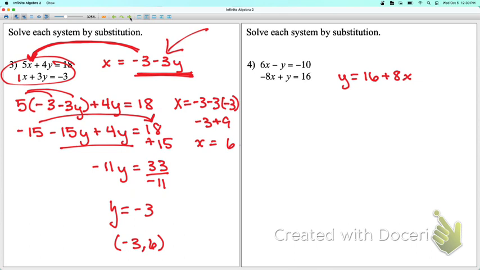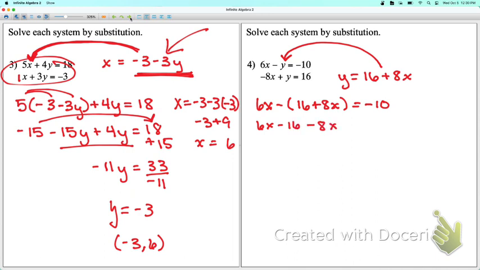So now I'm going to plug this in for that y. So it's going to be 6x minus parentheses 16 plus 8x equals negative 10. Now, why did I make a big deal over those parentheses? Because you're timesing the y, PEMDAS. Because that y was negative, and I have to distribute that negative. So I have 6x minus 16 minus 8x equals negative 10. So solve that for x.